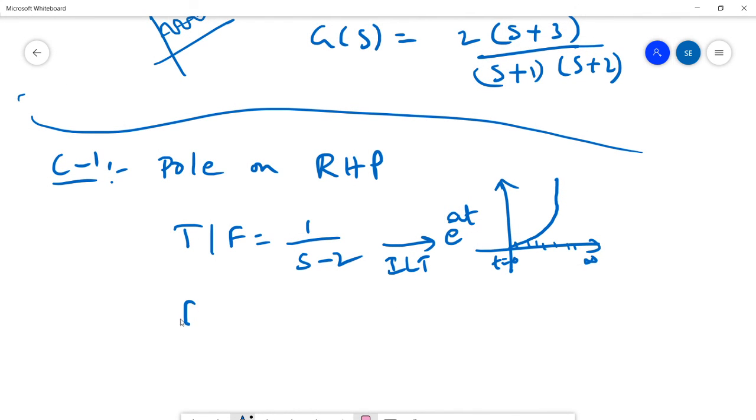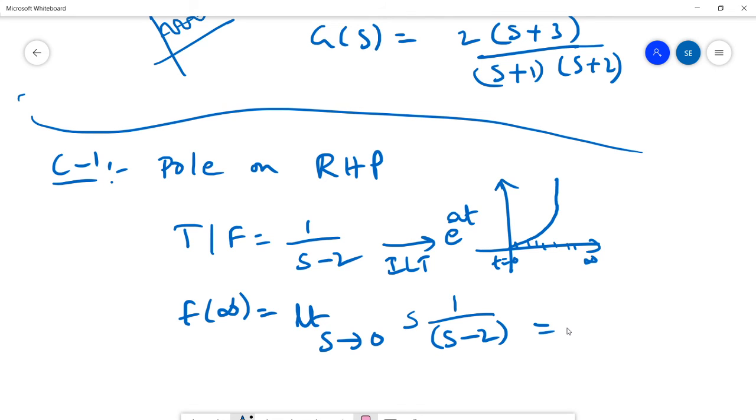Just apply the final value: f of infinity is equal to limit s tends to 0 of s into 1 by s minus 2. Keep the s outside, or directly substitute s equal to 0. It won't make any difference because there is one s in the numerator and one s in the denominator. Directly substituting s equal to 0, we get 0 by 0, which is nothing but 0. But this is the final value according to the final value theorem; when we solve, what we got is 0.